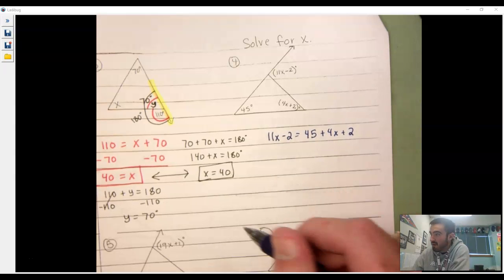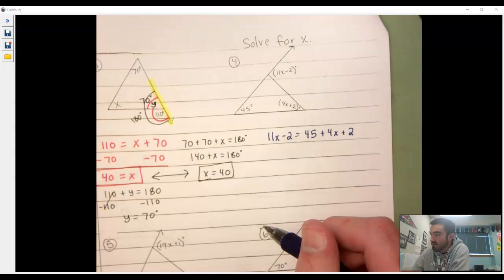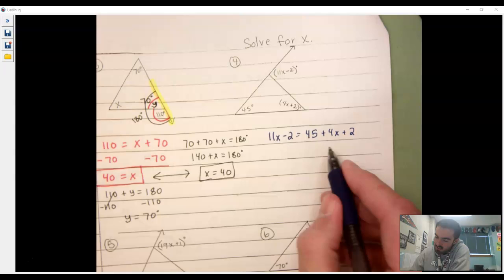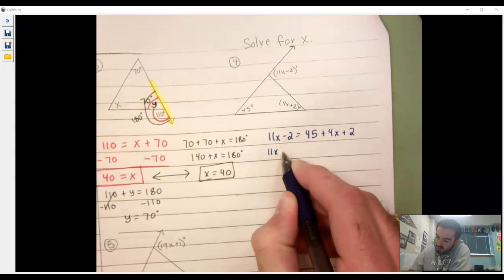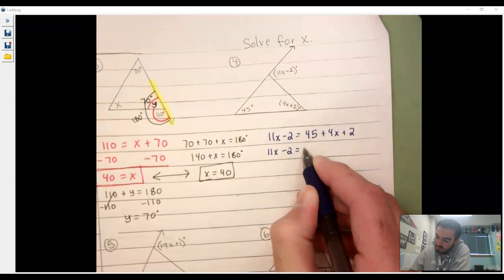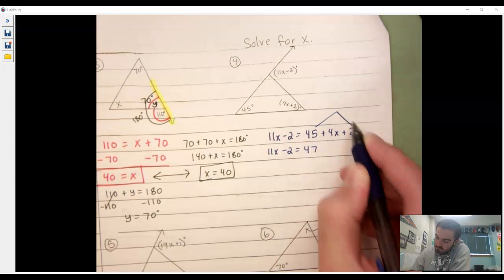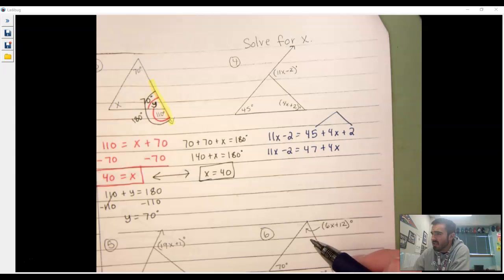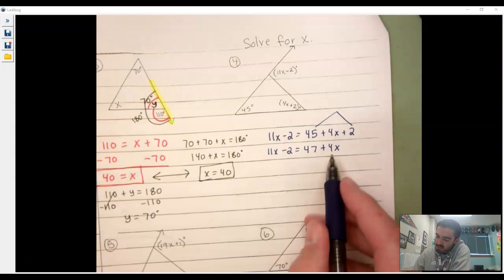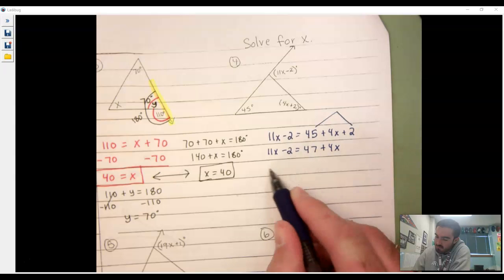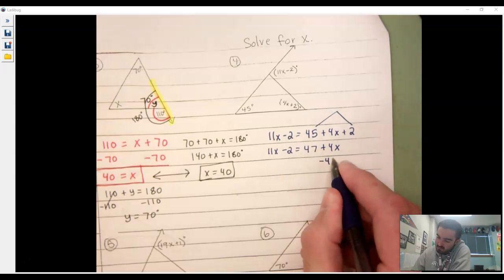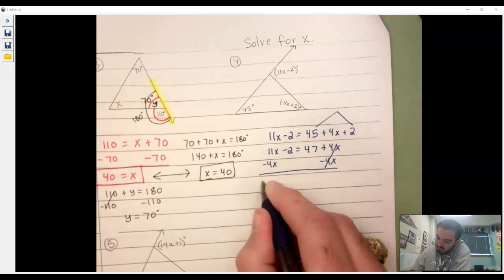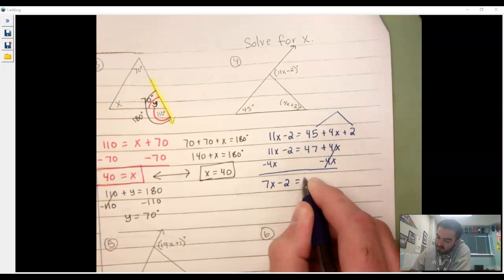Alright, cool. Well, we've got a lot going on here with our x's and our numbers. But remember, our first step is always going to be to combine like terms. I can combine 45 and 2 to give me 47 plus 4x. And then I want x's on one side. So I'm going to bring this 4x over to this side by subtracting it. I would get 7x minus 2 equals 47.